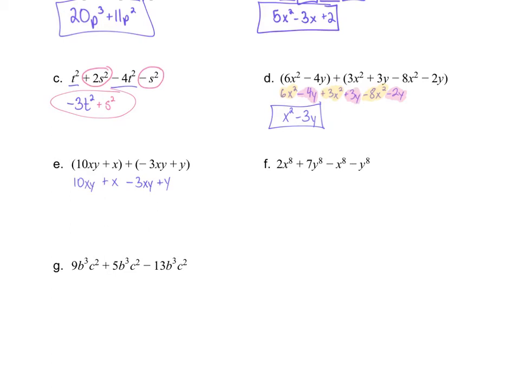All right, the only thing we can combine is this 10xy and this minus 3xy because they have the same variables with the same exponents, an x to the first and a y to the first. So 10 minus 3 is 7xy plus x plus y. So we know we are done. Remember, even though the 7xy has an x in it, we can't add it with another x. We could multiply it or divide it by x, but we can't add it with a plain x.